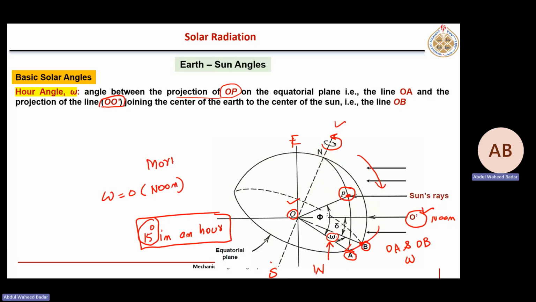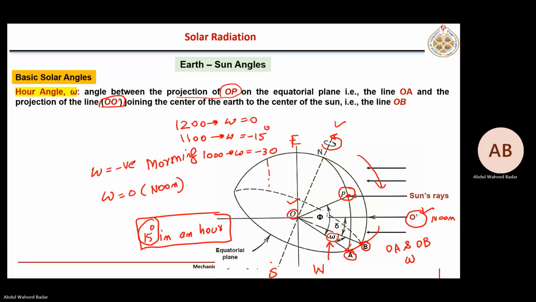In the morning, this angle will be negative. We will be taking this angle as negative. For example, at 12 o'clock noon, omega is 0. What about 11 o'clock in the morning? Omega will be taken as minus 15 degrees. At 10 o'clock in the morning, omega will be minus 30, and so on in the morning.